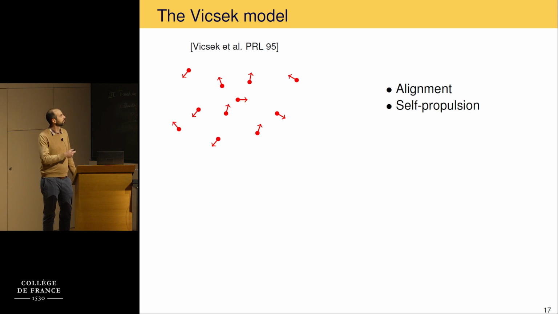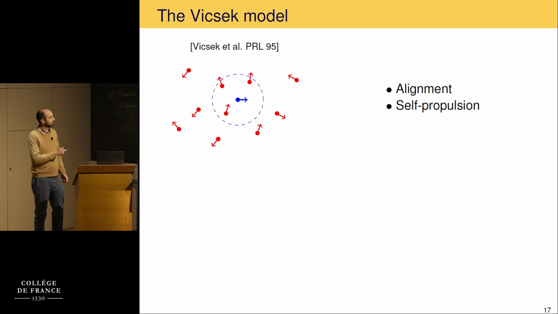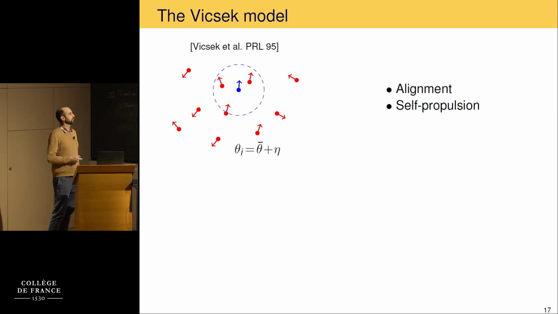It's quite famous, the Vicsek model, introduced in 1995 by Vicsek and collaborators. So I remind you how it works. It has the same ingredients, alignment and self-propulsion. So particles compute the mean direction of their neighbors, and they align with this direction with a small noise, eta, and then they move in their new direction of motion.